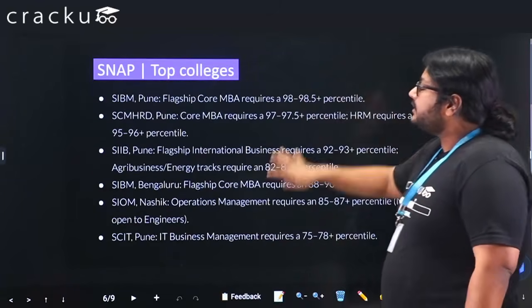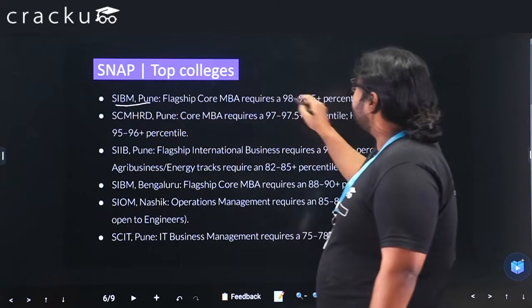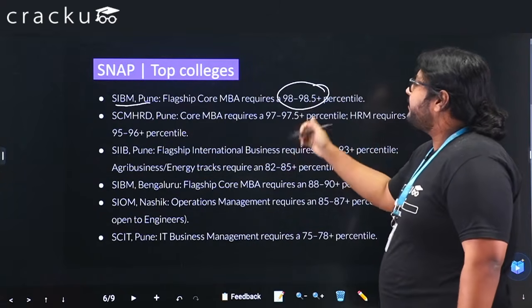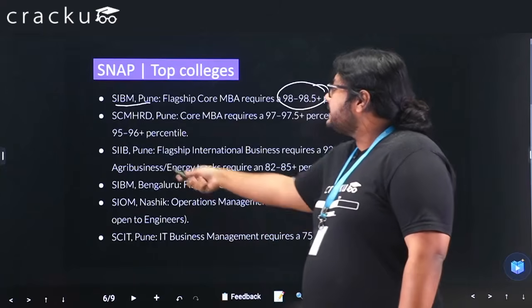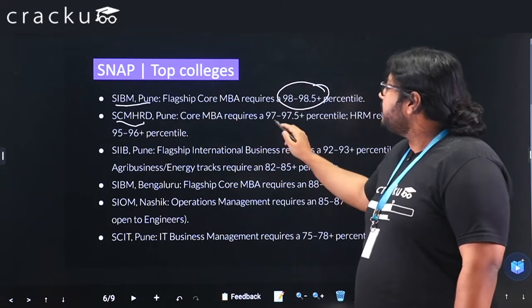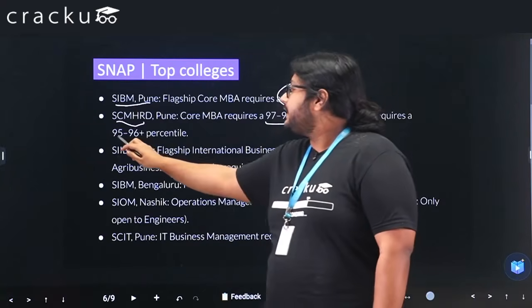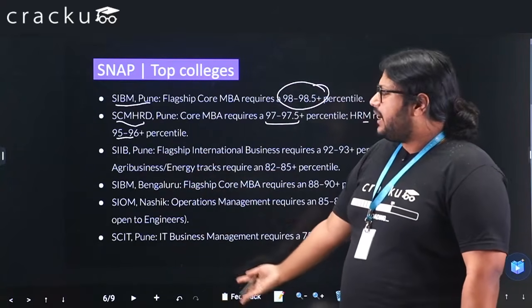Now looking into the top colleges, we have SIBM Pune. SIBM Pune requires a 98 to 98.5 percentile cutoff. SCMHRD is known for its HR programs. The core MBA requires a 97.5. HRM requires 95 to 96. We have a few other colleges as well.